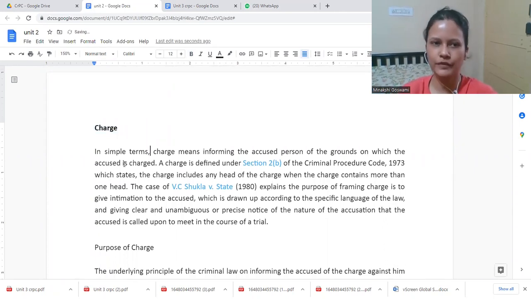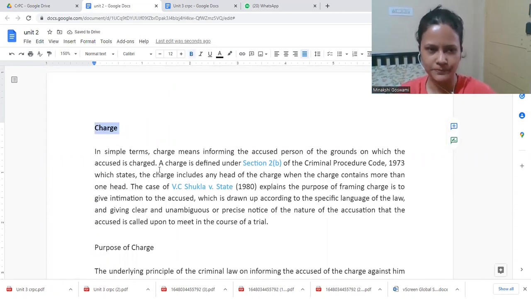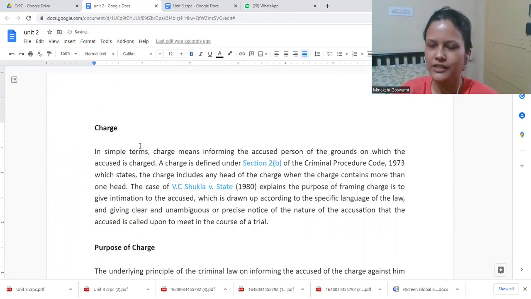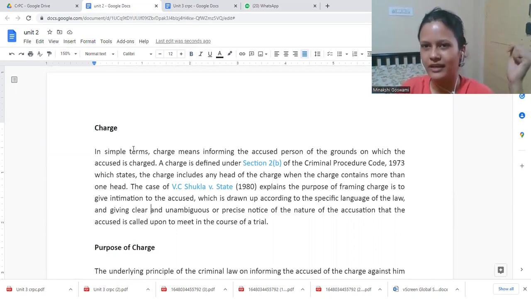So from Unit 2, we have this topic called charge. What is charge and what is the purpose of charge? Charge is nothing but, in order to start with the criminal proceeding, a charge sheet would be filed or a challan would be filed. So it has to be decided what the charges against him are, what the specific offenses or sections are under which the person is charged, like what is the wrong which he has committed.